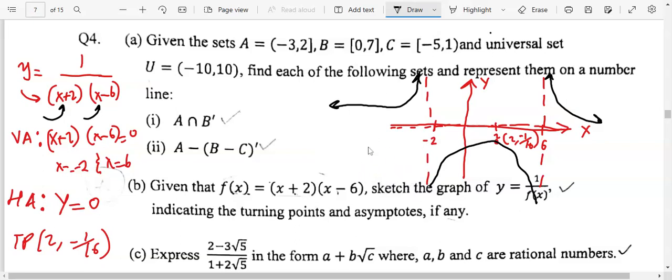To see how it's going to move, you can just get any value smaller than negative 2 and substitute in this function. But as long as you know that in this region the turning point is on the negative side, meaning that it's going to be down. Obviously it can't go up because you're not supposed to touch this asymptote. So it's going to be coming down, and this being down means that the others are going to be on top. From negative 2 it will be on top, from positive 6 it's also going to be on top.